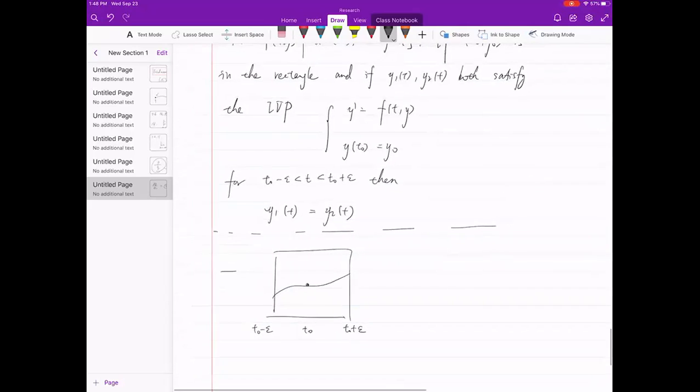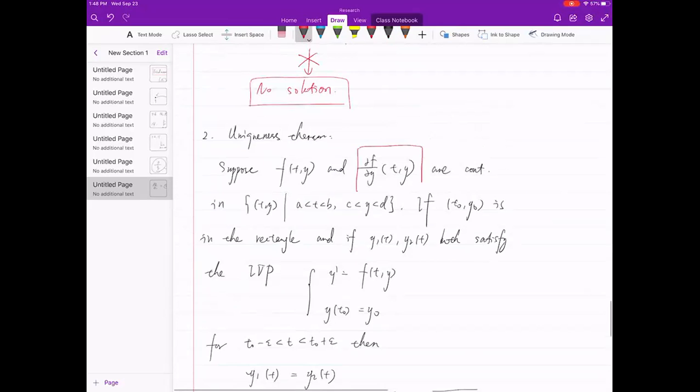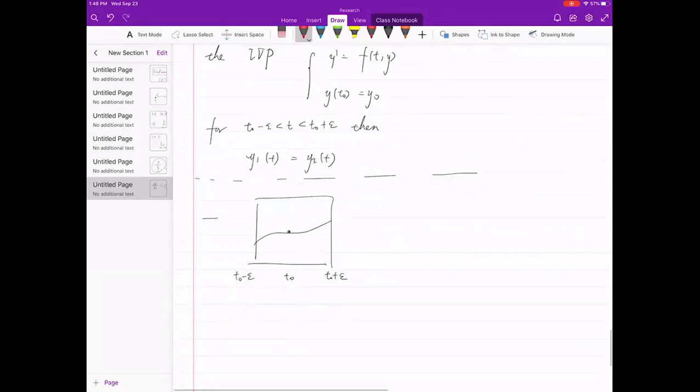Read it. Compare the difference with the existence. Can you see the only difference is this requirement? For the partial derivative of f with respect to y, that's the only additional requirement. Which is kind of interesting, right? Is it possible that you have a differential equation and two solutions, one looks like this and the other looks like this, but they both satisfy it? Then if you use Euler's method, you really don't know which one you're tracking. Or maybe you're tracking both at the same time. You don't know. Okay, that's the condition here.